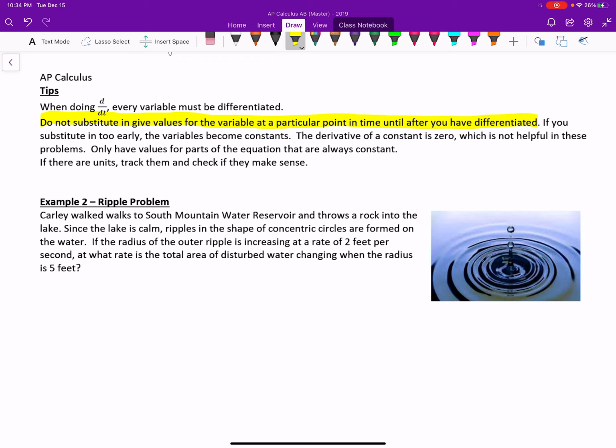So in the previous example, example 2, the ladder didn't change in length. That is a constant, that value you put in. But if that length had changed, I would have to put a variable in for it. Only have values for parts of the equation that are always constant. If there are units, track them and check if they make sense at the end.